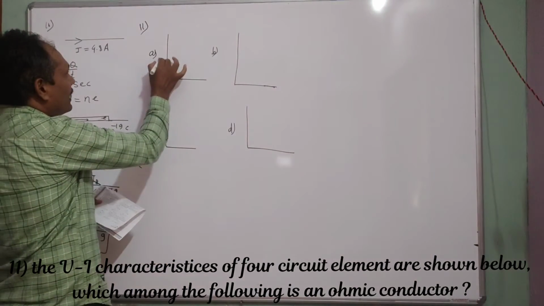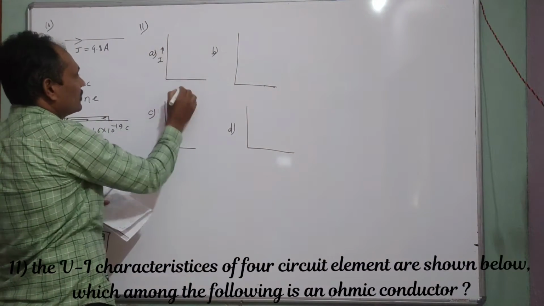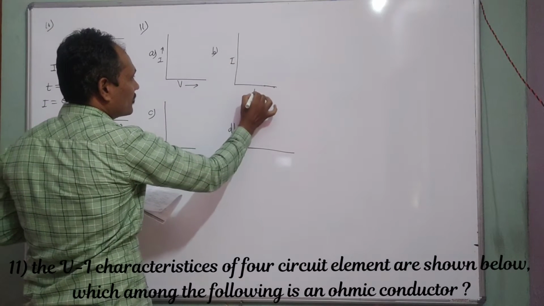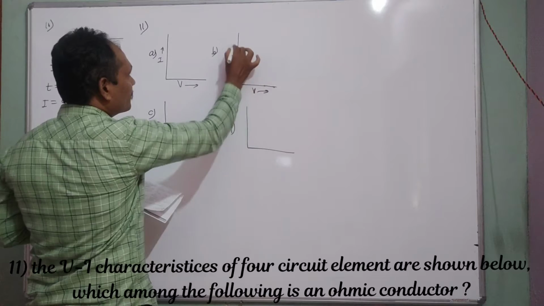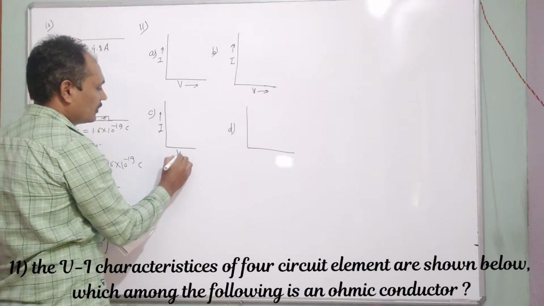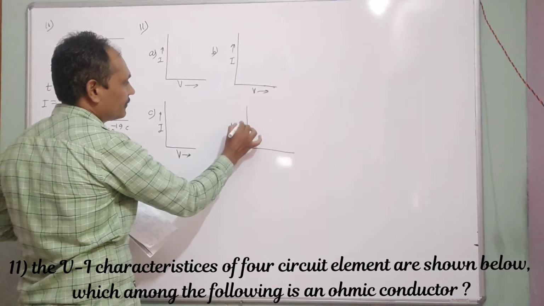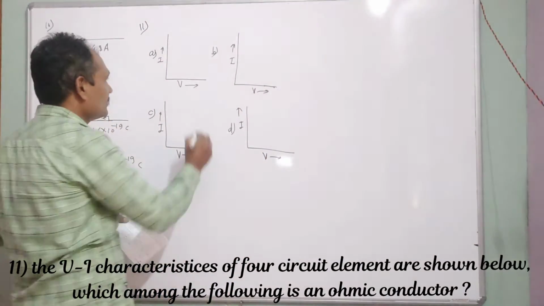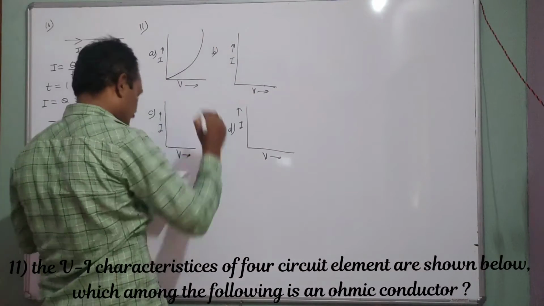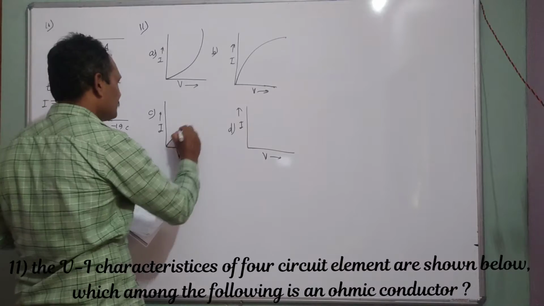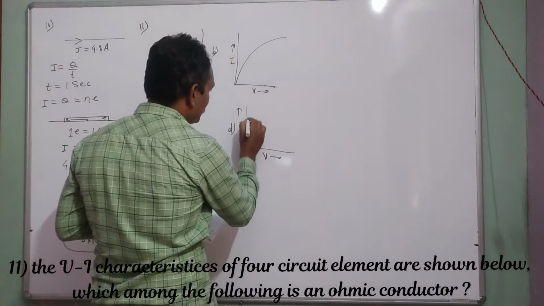Here I, here V, I, V, I, V, I, and V. The graphs are given, this graph, this graph, and this graph.